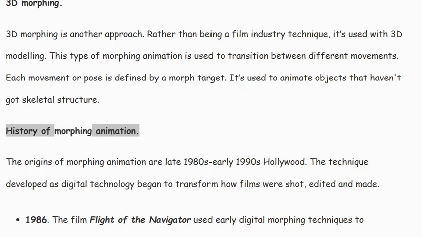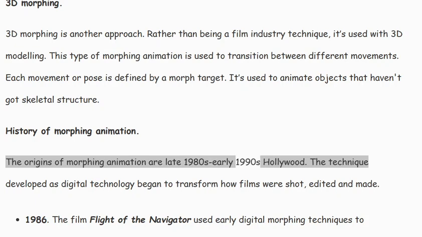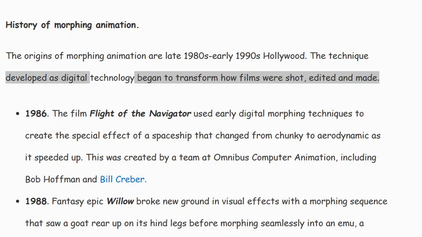History of morphing animation. The origins of morphing animation are in late 1980s, early 1990s Hollywood. The technique developed as digital technology began to transform how films were shot, edited and made.